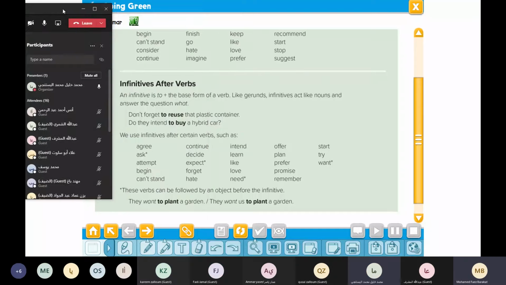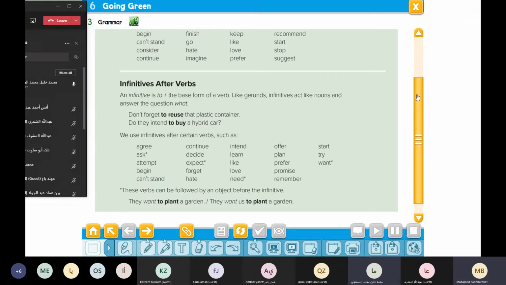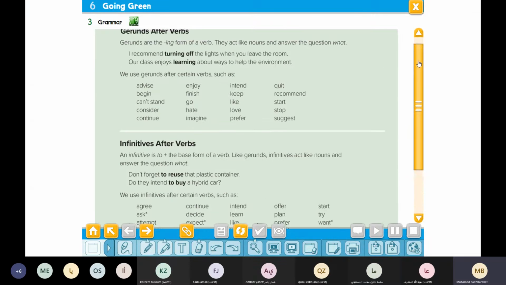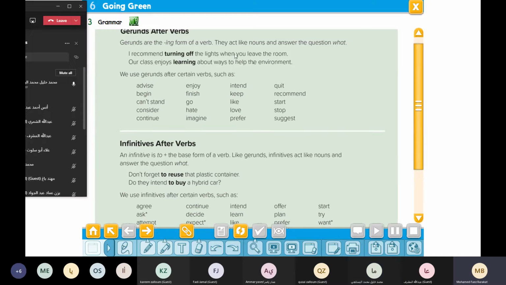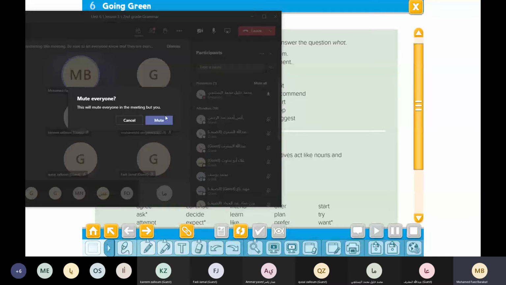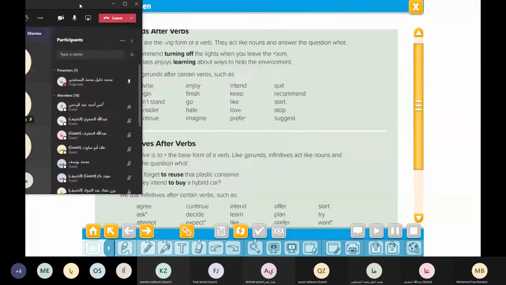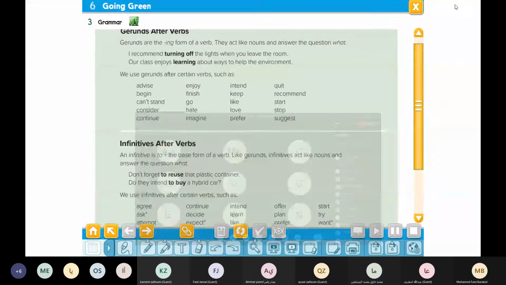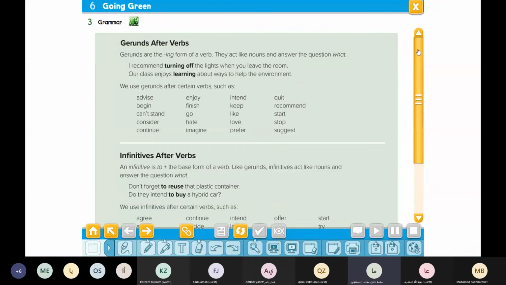Now you realize that here we have two points. The gerund after verbs. Again, here we talked about the gerunds after these verbs. Gerund means the ing form of a verb. They act like nouns. We use them like nouns. The gerund comes as a noun, and they answer the question what?